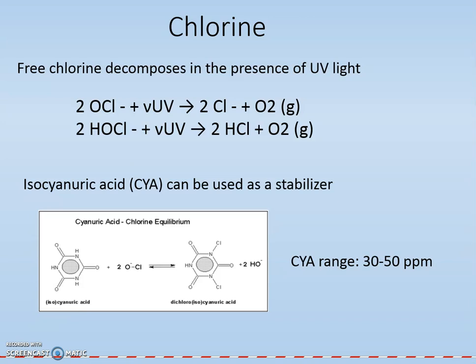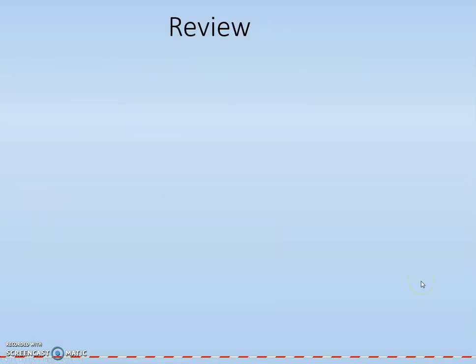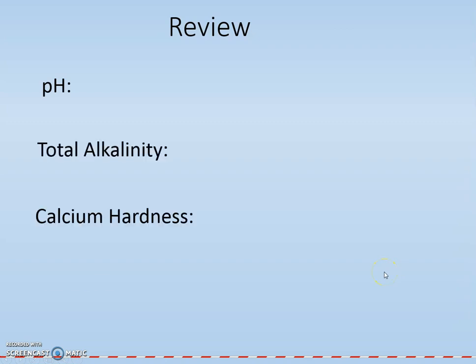Now, if you're going to use stabilizer in your pool, which is a must if you have an outdoor pool where there's lots of ultraviolet light, then you want to keep the levels between 30 and 50 parts per million. So in review, pH, total alkalinity, calcium hardness, and chlorine. These are the 4 parameters that are essential for maintaining a properly balanced and sanitized pool.